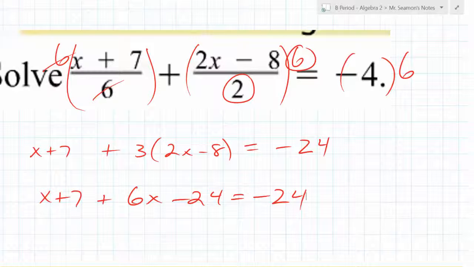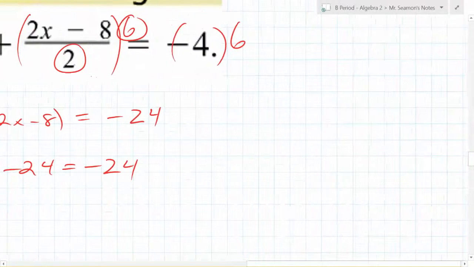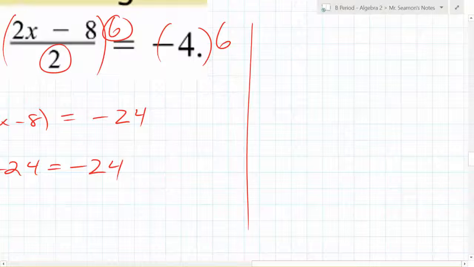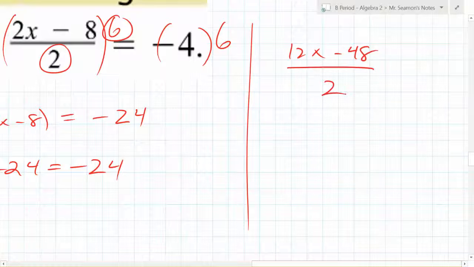Would it be correct if you multiply everything by 6 and multiply everything by 2? You're not multiplying by 2, you're dividing by 2. Okay, I'll do it the other way. That's exactly what we're doing, Robert. So the other way would be multiplying by 6 to get 12x minus 48 all over 2, right?